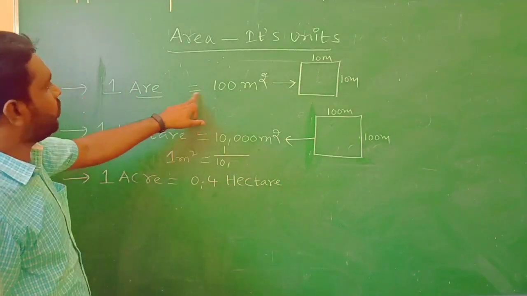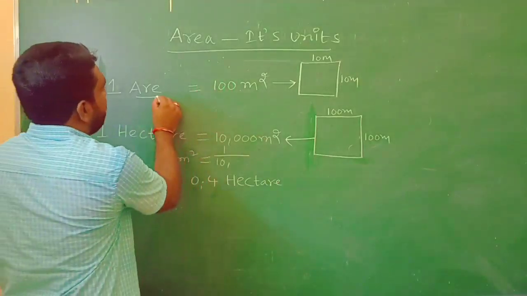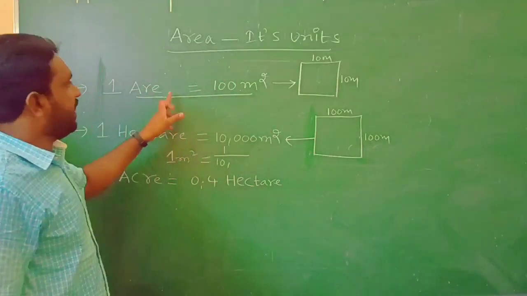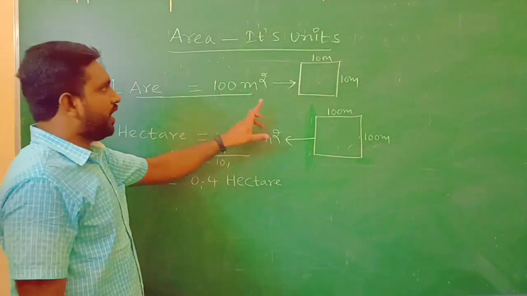So 1 are equals 100 meters square. This is what you should remember here. 1 are equals 100 meters square. So what does it mean here?